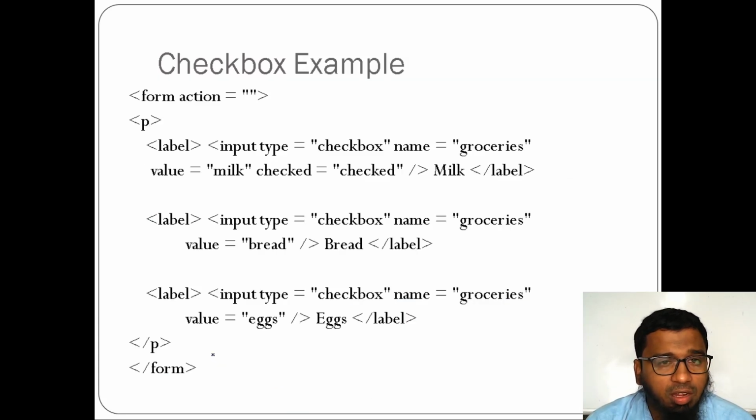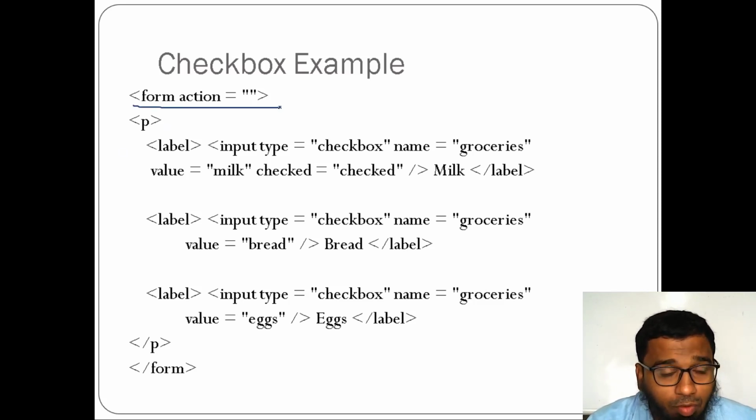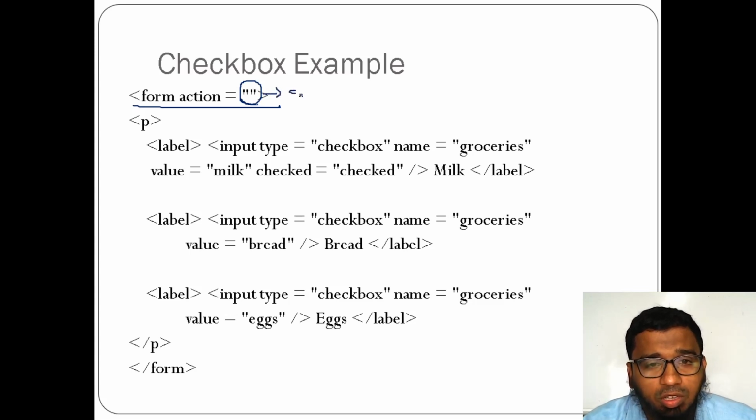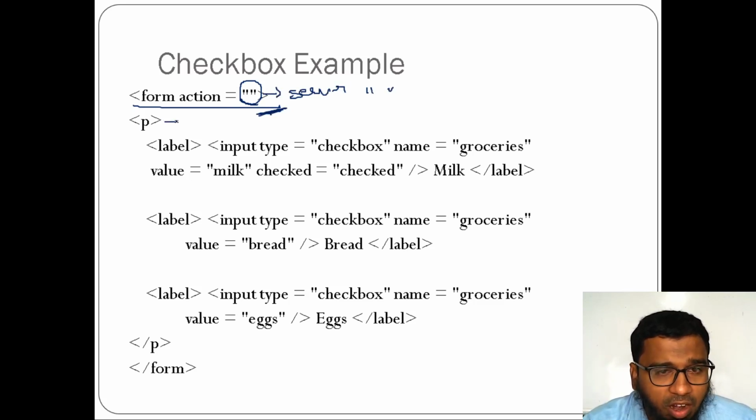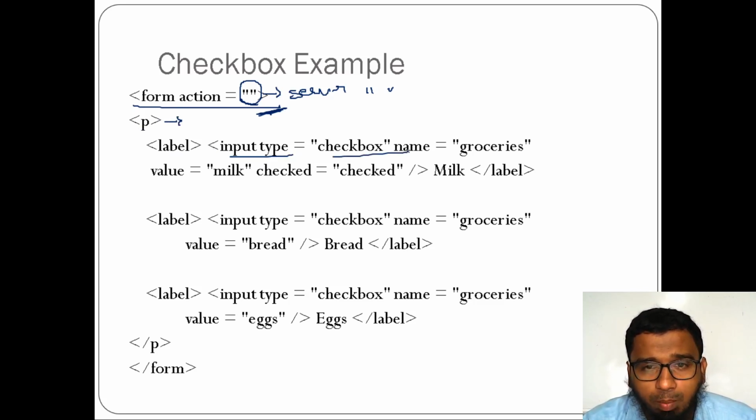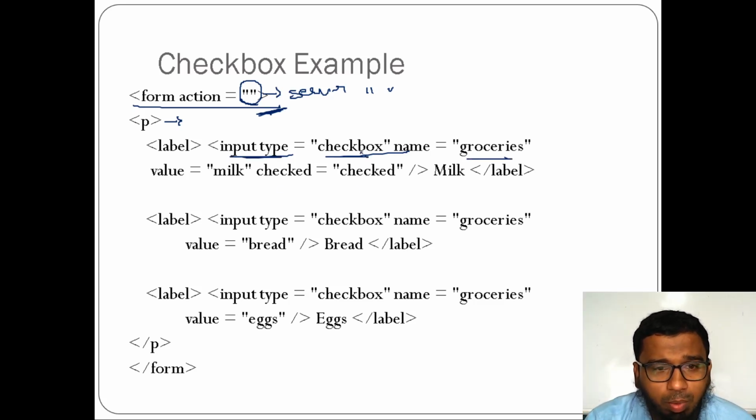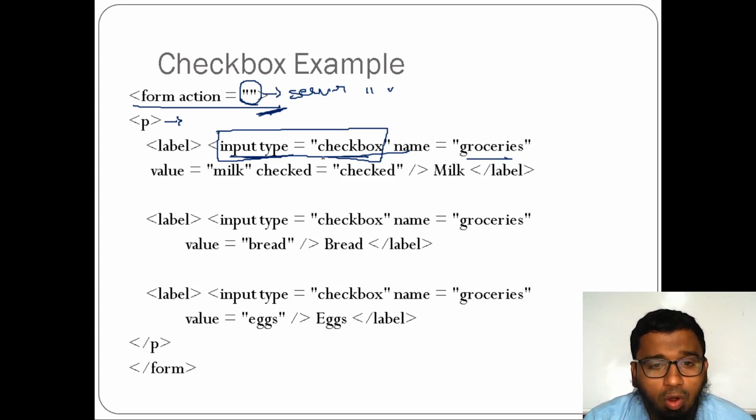Now we'll see the checkbox example. What is the checkbox example? Same thing, form action. We are not passing anything to the server, so we are not giving anything, just double quotes, okay. P is a paragraph tag, and label, input type checkbox, grocery. What is this input type checkbox? It means what is the type of this? This is an input type checkbox. What am I writing? Checkbox, okay.